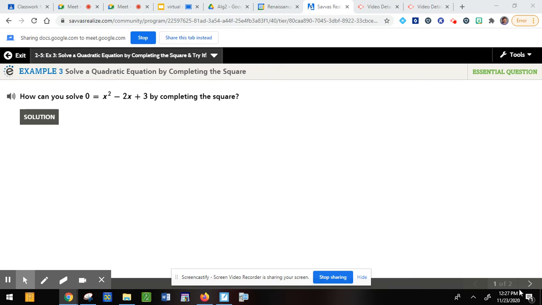So we're going to do everything we did in example 2 and then just take it all the way and solve it. So the first half of this is going to look exactly like what we just did. So let's take a look at the solution here.